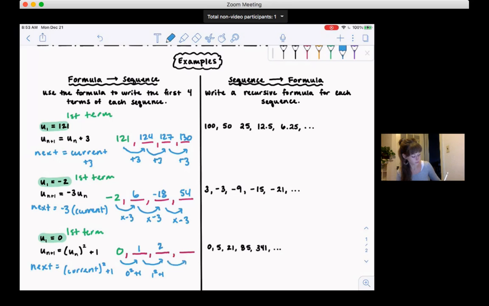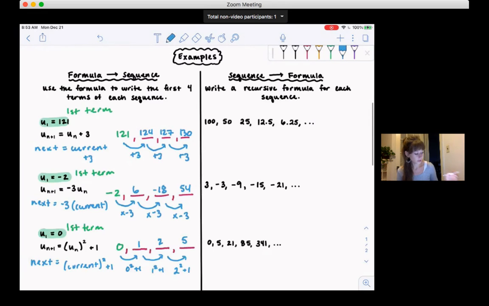Okay, now let's get to the next term. So we do 2 squared plus 1. 2 squared is 4, plus 1 is 5. All right, cool. So that's going from a formula to a sequence. So now let's try going from a sequence to a formula.